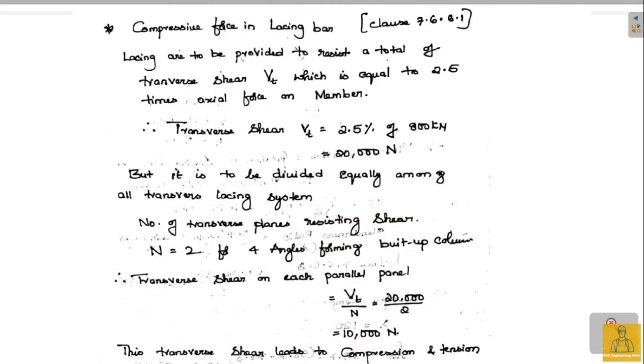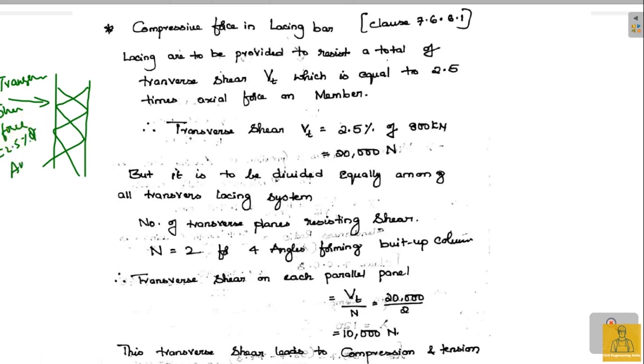You have to find out what forces are developed in the lacing bars. Okay, so you know that this is a built-up section, these are the lacing bars, and a transverse force is going to act. This is the transverse shear force, which is equal to 2.5% of the axial load. Okay, so 2.5% of 800 kilonewton is 20,000 Newton or 20 kilonewton. So that is the value of Vt, the transverse shear force.